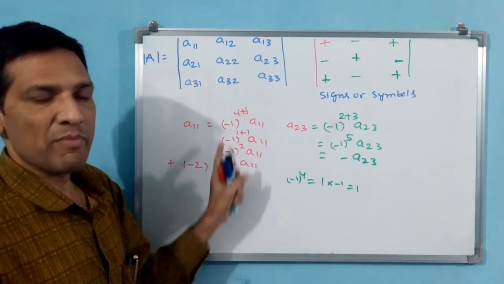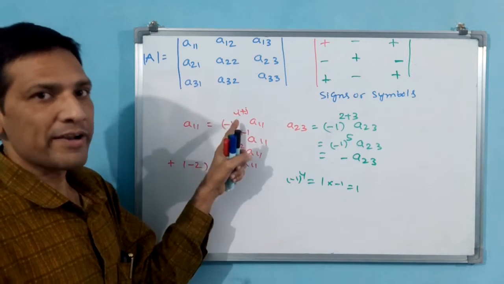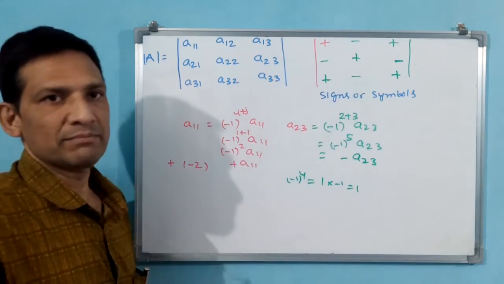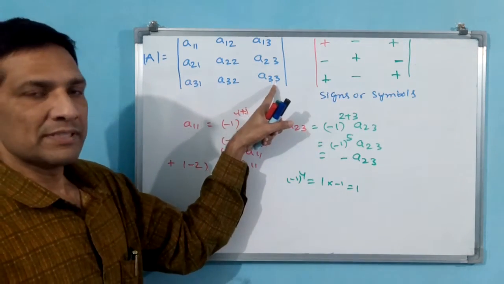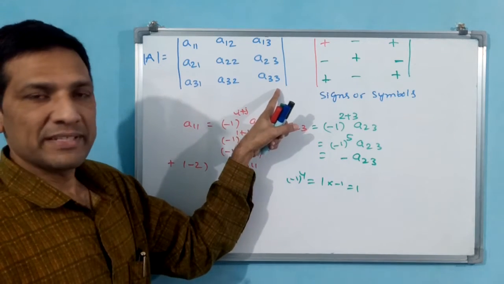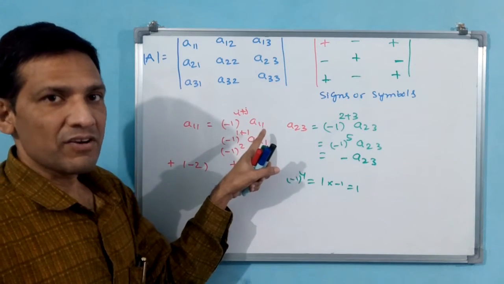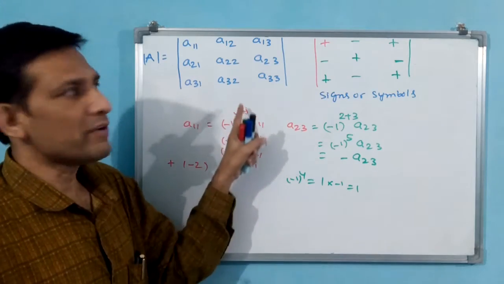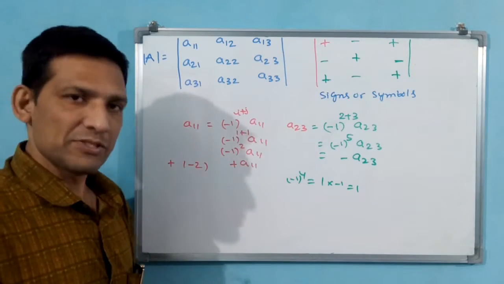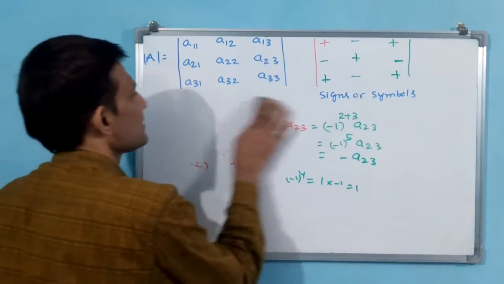3 plus 2 is 5. -1 to the power of an odd number is minus. That is why the minus has come. Here it is 3 and 3, both addition: 3 plus 3 gives 6. 6 is an even number. -1 to the power of an even number gives positive. Positive 1, multiplication 1. Okay.